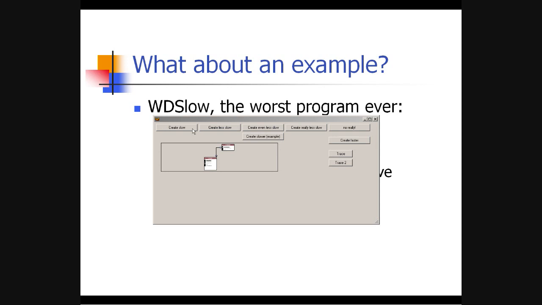Then I tried to optimize it, making one modification in this create less slow, optimizing it even more in this one, that one, and finally this one. What we are going to look at is each time the difference in the code and the result that I got. So let's look at the create slow.